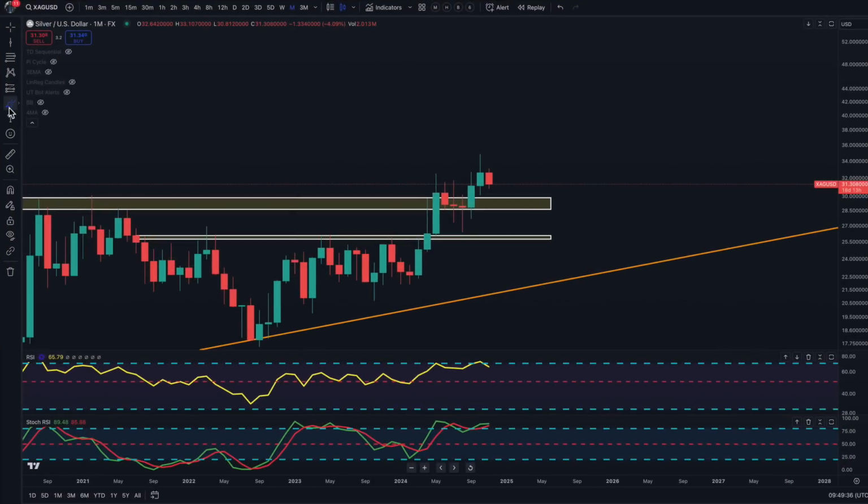And if we move on to silver, very similar. While we had a breakout, there was always this danger that it may well follow gold and have a correction here, and this is exactly what we're getting.